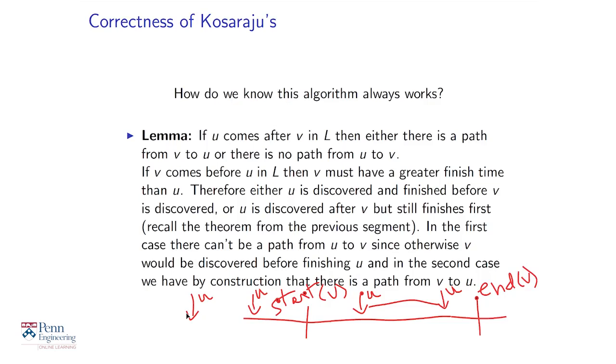In the first case, when the interval for u lies within the interval for v, there must be a path from v to u, because while we were doing DFS of v, we found u. In the second case, if u started and finished before v, then while we were doing DFS of u, we did not find v, which means there must not be a path from u to v in the original graph. So whenever u comes after v, either there is a path from v to u, or there is no path from u to v. That's what we conclude from the properties of DFS and our list L.